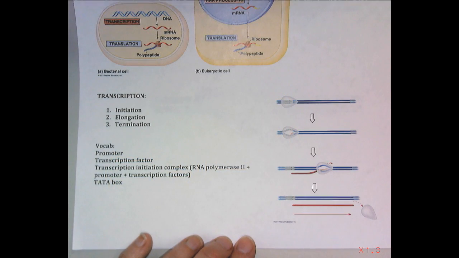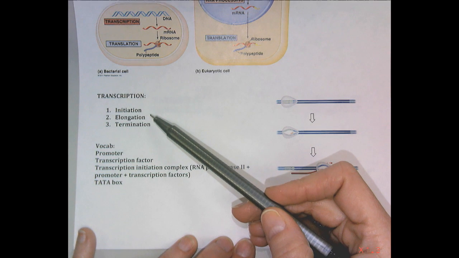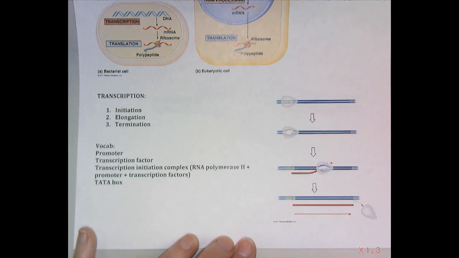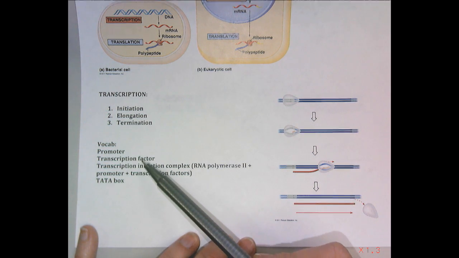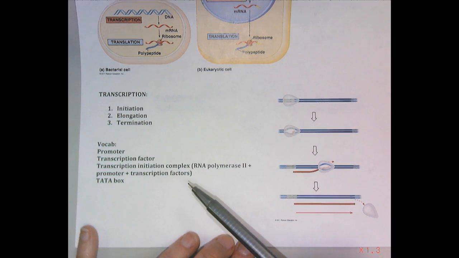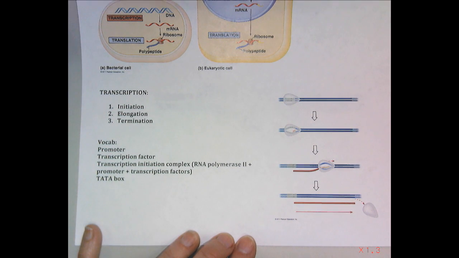There are 3 steps in transcription. They are initiation, elongation, and termination. And some vocabulary that you will need to know by the end of this video are the promoter, transcription factor, transcription initiation complex, and also the TATA box. We will talk in detail about what each of those things are and how they work together in transcription. Remember, the goal of transcription is for us to produce a mature mRNA molecule. And we're going to be using that mRNA in another process later called translation.